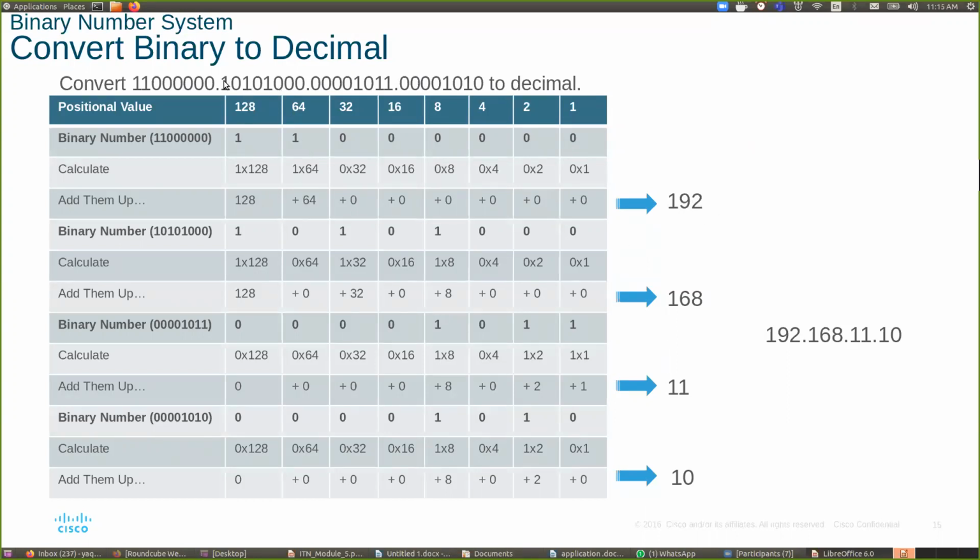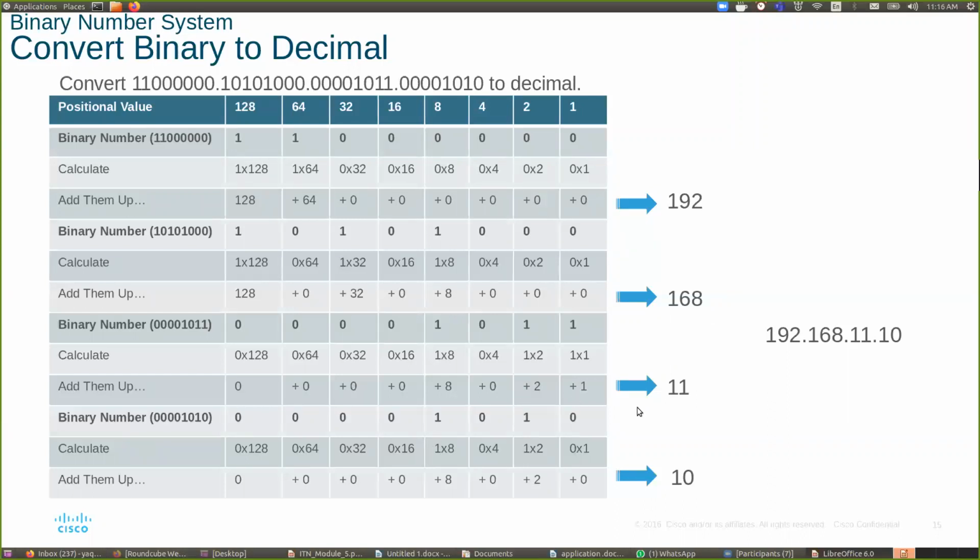The next binary value you have to convert is here: 1010100. Put it below the positional value. Wherever you have 0, 0 times 1 is 0, 0 times 2 is 0, 0 times 4 is 0, and 1 times 8 is 8, you can see. So you add all these values, and it's going to give you 168.